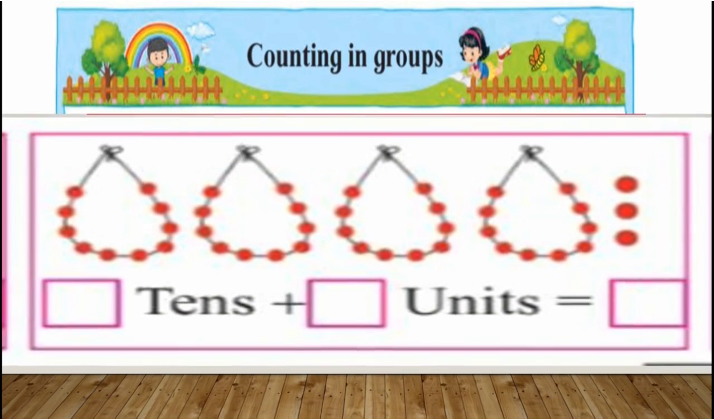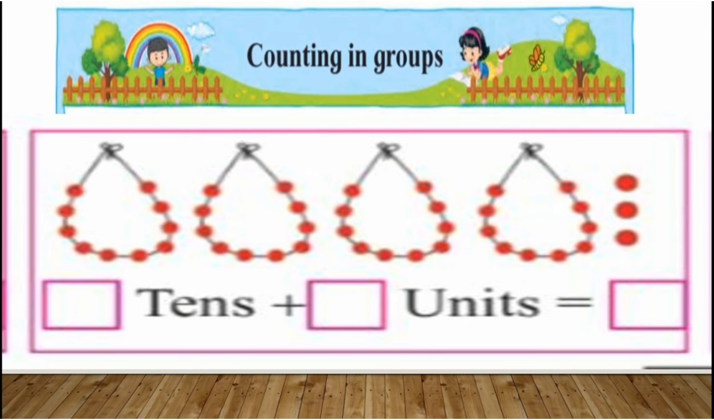Next, here are also groups of tens. How many groups of tens are here? Let's see. This is one group, 2, 3, 4 groups of 10. We will count first: 1, 2, 3, 4, 5, 6, 7, 8, 9, 10. Here also 10 dots are there. So 10, 1 ten, 2 tens, 3 tens, 4 tens.